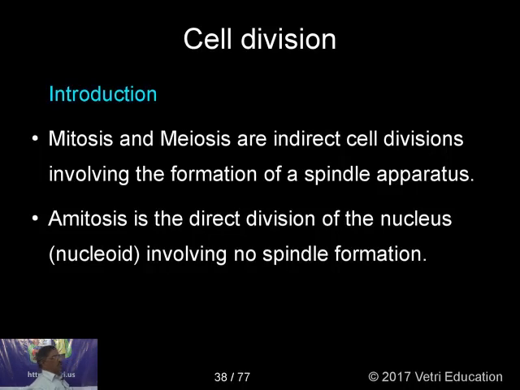Mitosis and meiosis are indirect cell divisions involving the formation of a spindle apparatus or spindle fibers. Amitosis is another, a direct cell division, where without formation of chromosomes, the nuclear material itself separates. That is, the nucleoid separates, and it involves no spindle formation. Generally you can find it in prokaryotes, especially in bacteria.